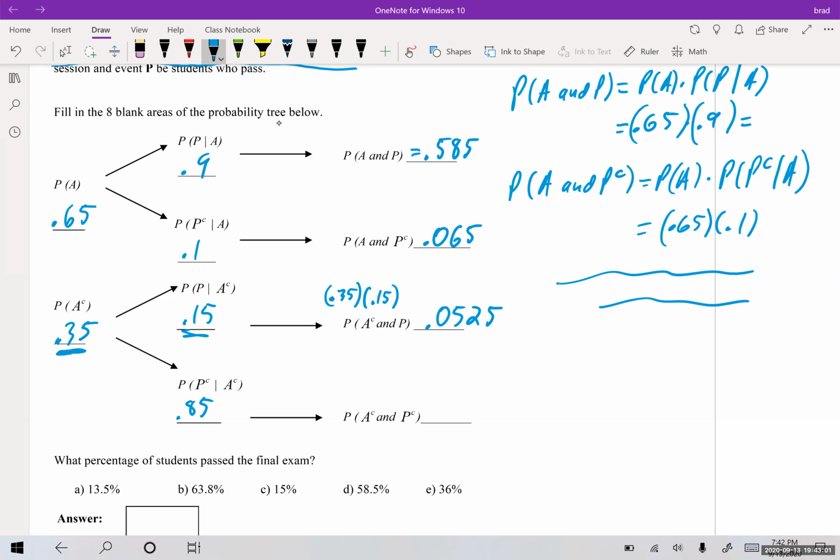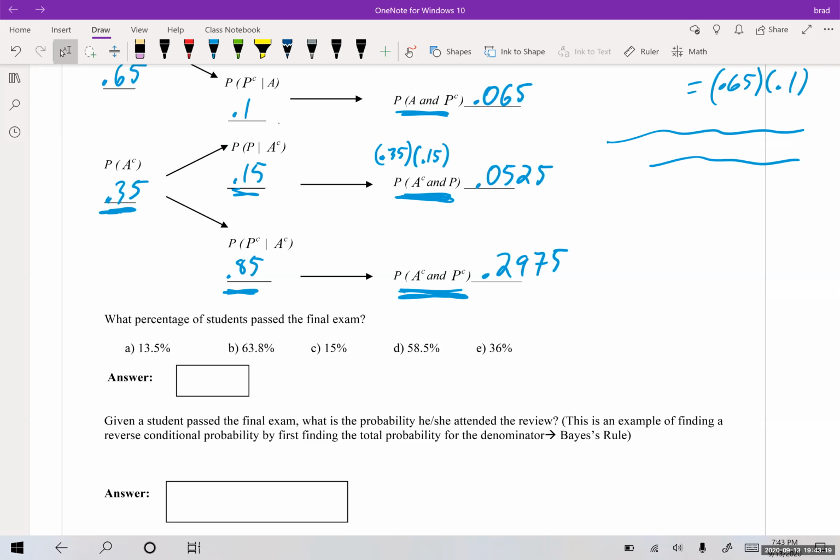Now here, 0.35 times 0.85, and we should get 0.2975. So now we have the probability of A complement and pass complement. We have attending complement and passing, we have attending and not passing, and we have attending and passing. Okay. So now it says, what percentage of students pass the final exam?